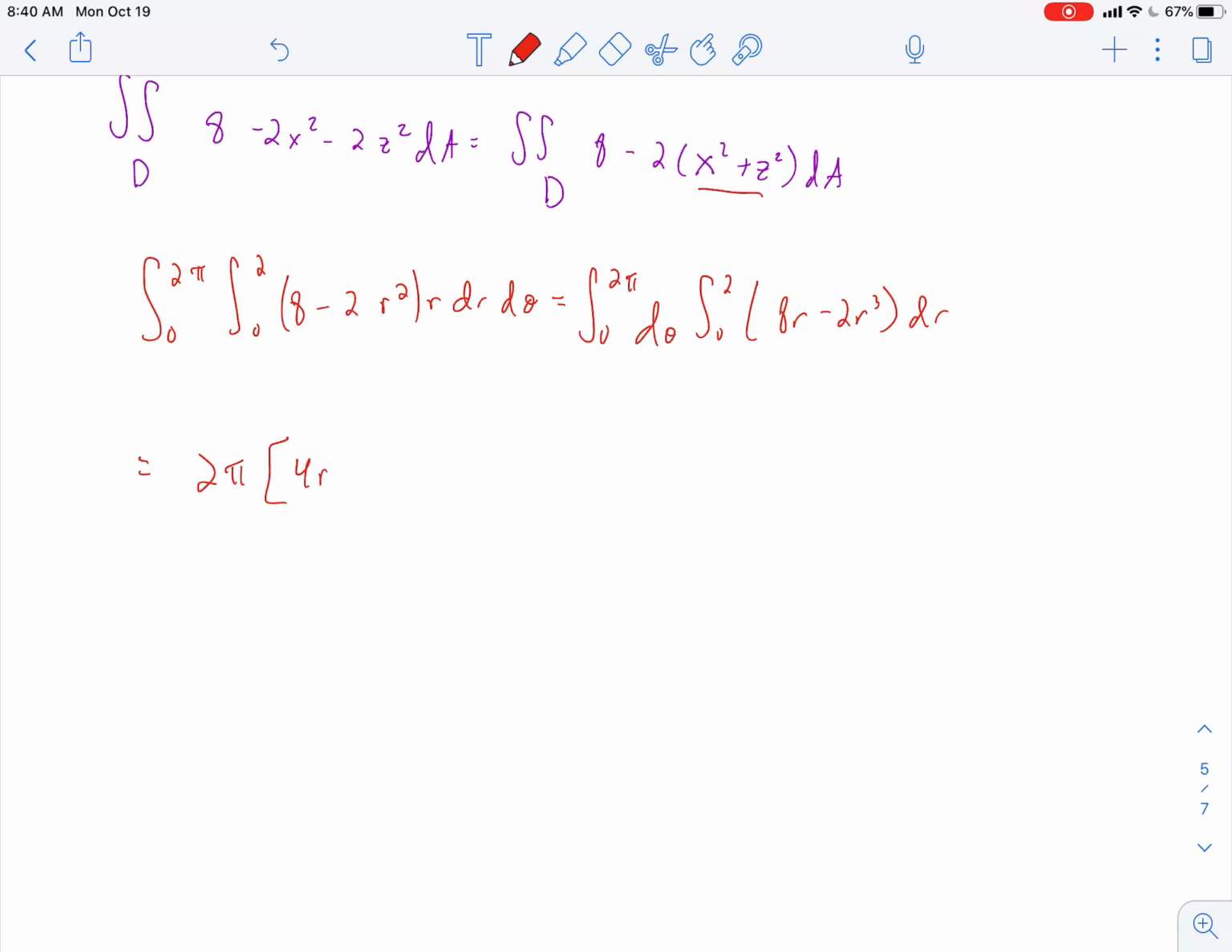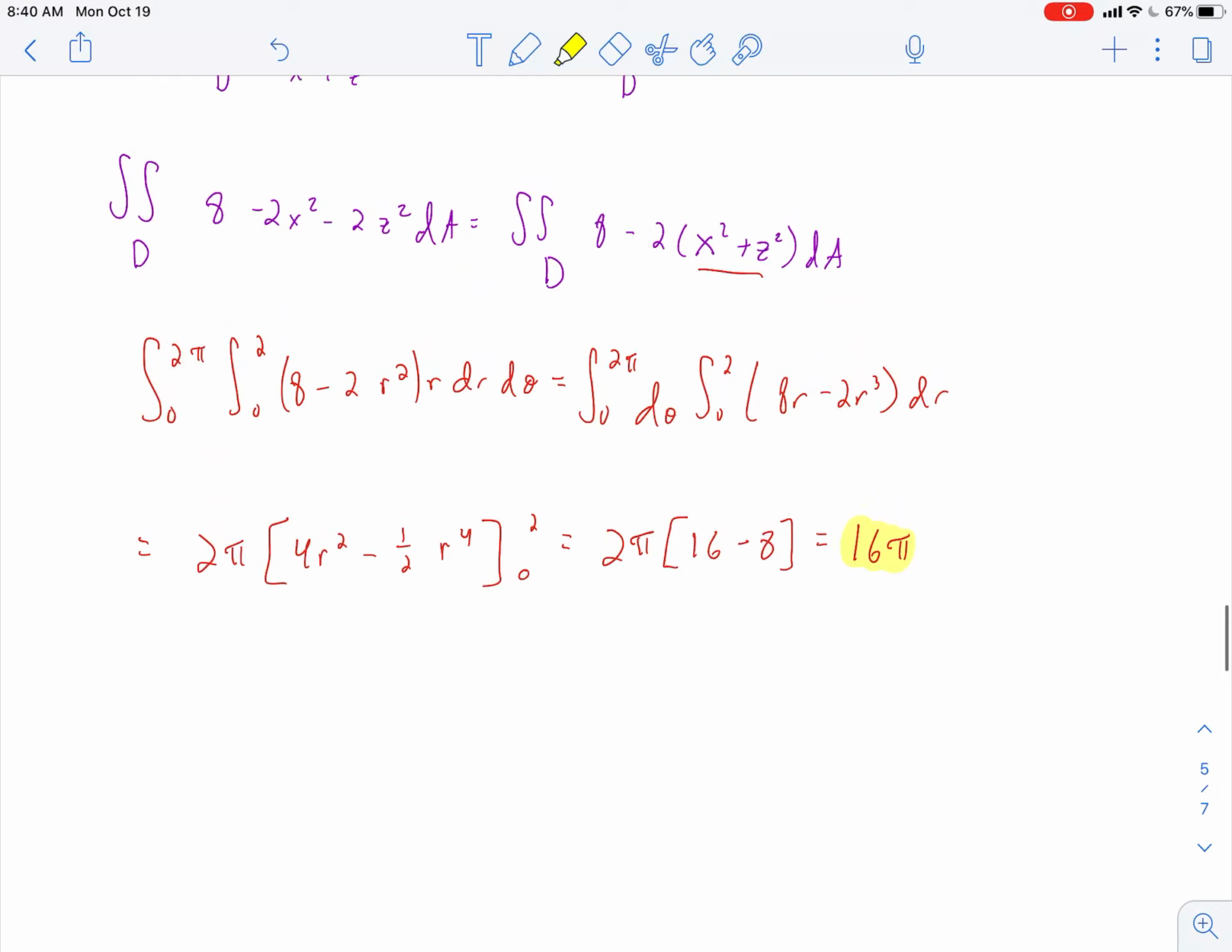The first part's just going to be 2 pi. And then when we integrate with respect to r, it's going to be 4r squared minus 1/2 r to the 4th from 0 to 2. Plug in 2 and we get 2 pi times, 2 squared is 4 so 16, minus 1/2 of 16, which is 8. 16 minus 8 is 8. 8 times 2 pi is going to be 16 pi. And we're finished.